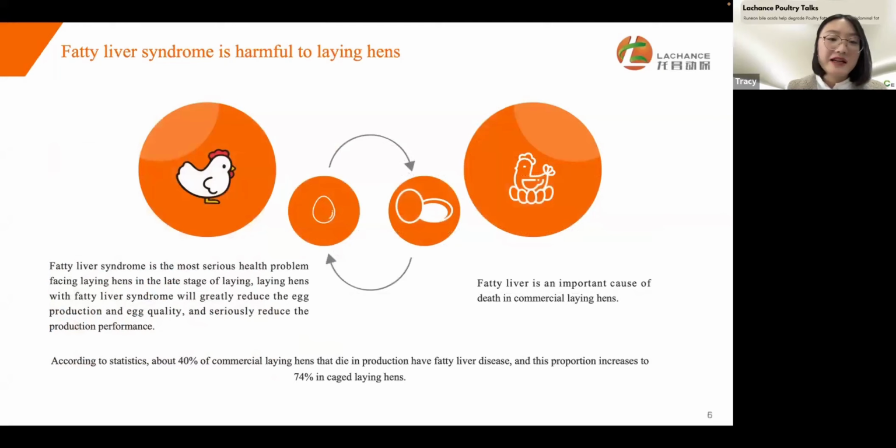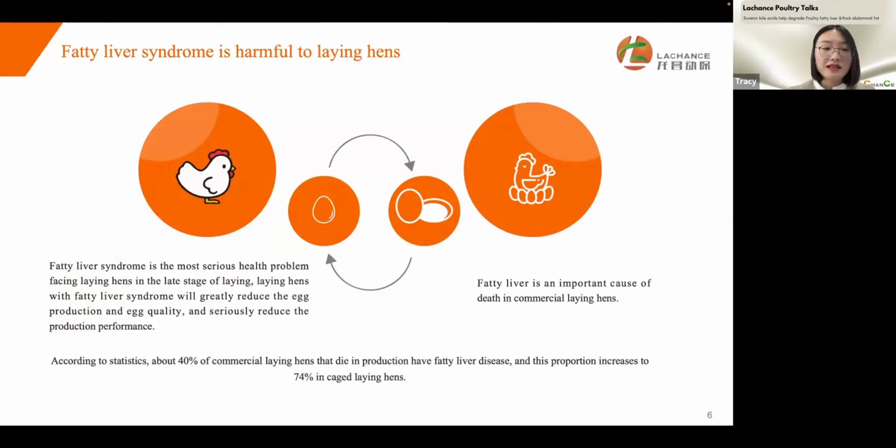And also, fatty liver is the most serious health problem facing laying hens in the later stage of laying. Laying hens with fatty liver syndrome will greatly reduce egg production and egg quality, and also seriously reduce production performance. So all of this can harm the economic benefit of your farm. Fatty liver is a really important cause of death in commercial laying hens.